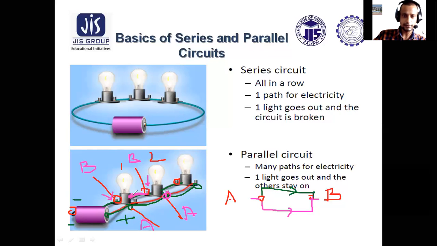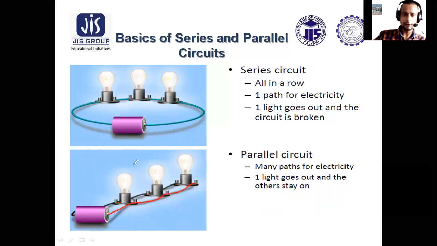There is nothing connected in between. So these two points may be considered as the same point. So what can we conclude here? This green path and pink path have the same starting and ending point. Similarly, bulb 1 and bulb 2 have the same starting point A and the same ending point B. Same for all these three bulbs and the battery.